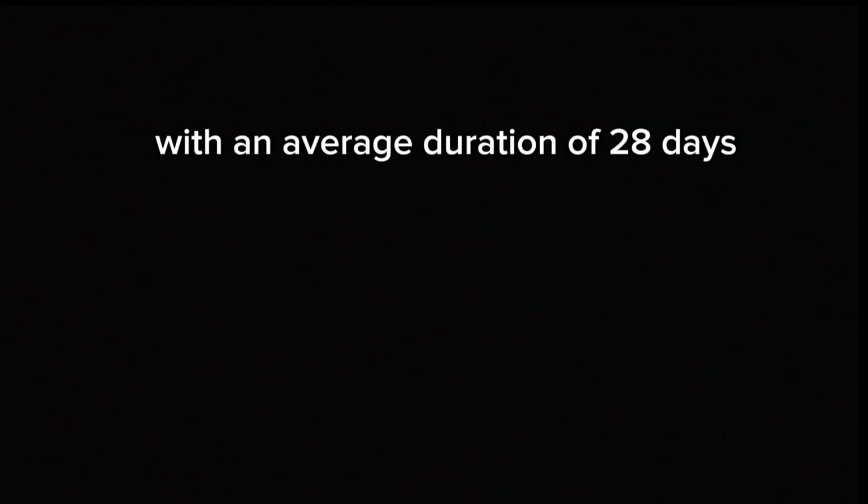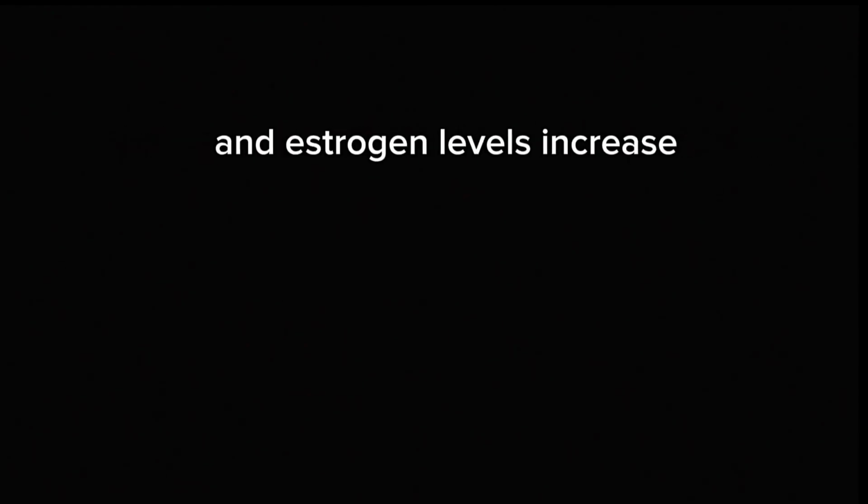The menstrual cycle is a series of cyclic changes that occur in a female reproductive system with an average duration of 28 days. The cycle starts with the menstrual phase, which lasts for about 3 to 5 days, during which the endometrial lining sheds. Next is the follicular phase, during which follicles in the ovary develop and estrogen levels increase. This phase prepares the uterus for possible pregnancy.